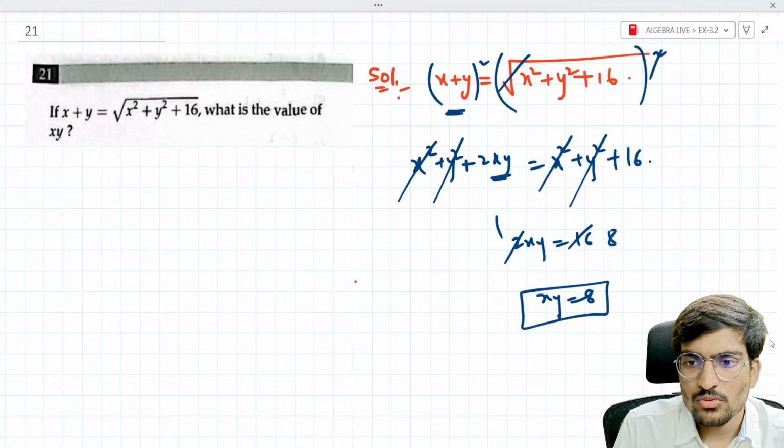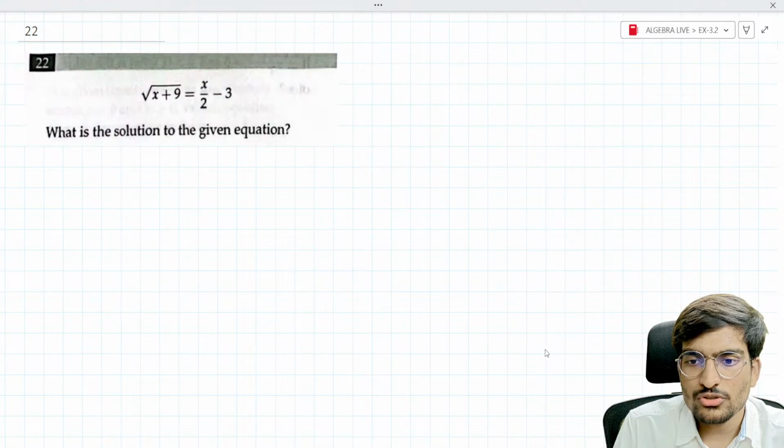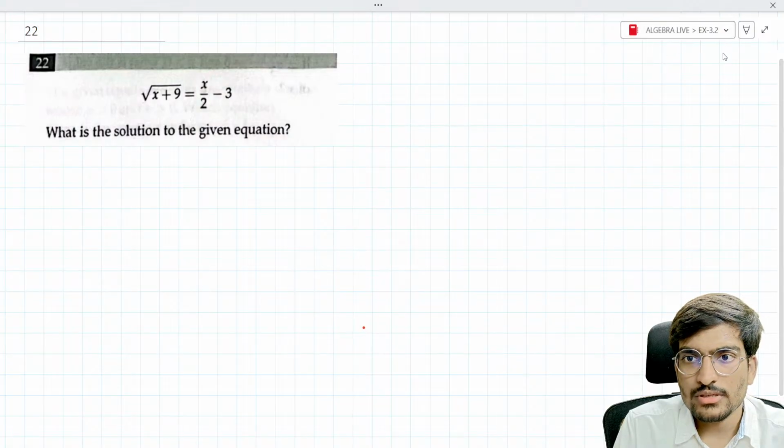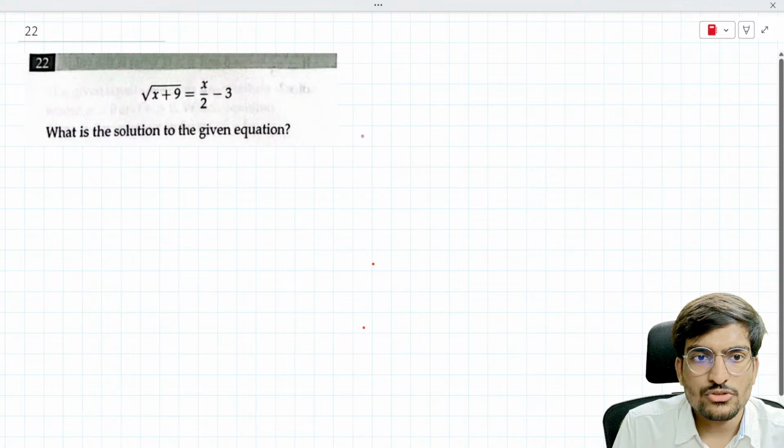So let's go for question number 22. I'm assuming you people are following. Moving to the next question, we are ending with the last 4 problems. Let's do it quicker. Let's do it quick.